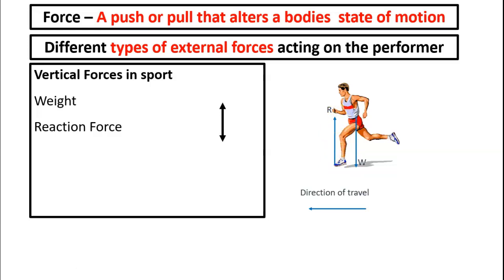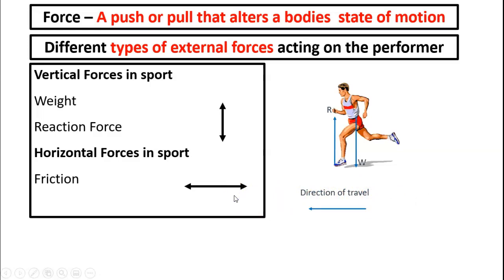What we need to have a look at now are our horizontal forces. Horizontal means they're going to travel left or right, depending on the direction of travel of your performer. As you can see here, I've labelled the direction of travel going this way. So let's have a look at these then. The first one we have to look at is friction.